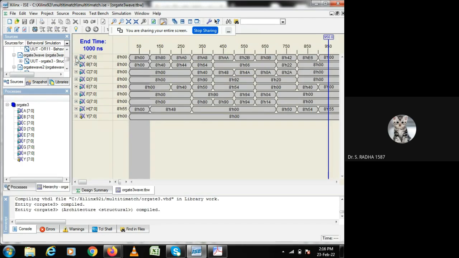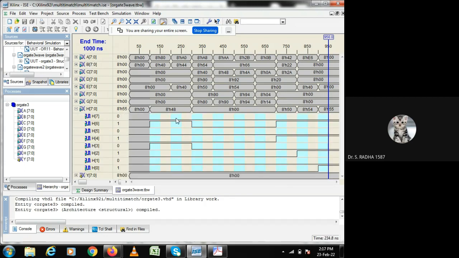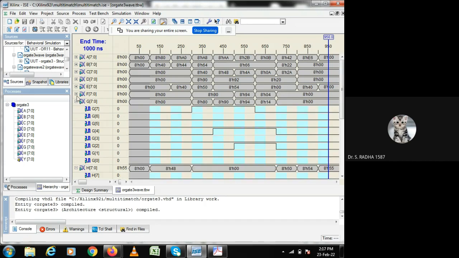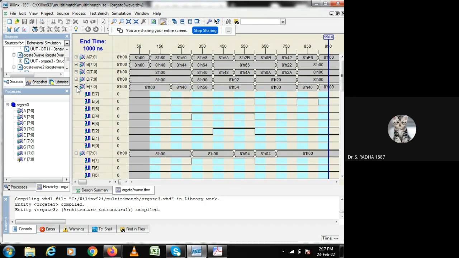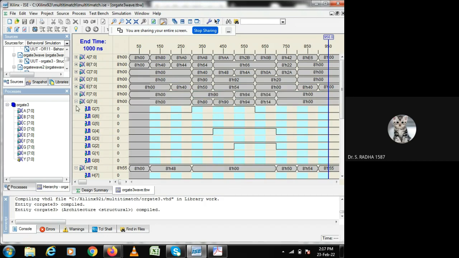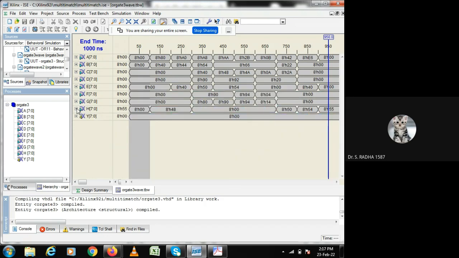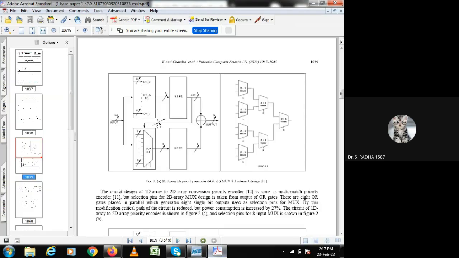You can see here A, B, C, D, E, F, G, H. These are the 8 OR gates, OR0, OR1, OR2, like that up to OR7. So everywhere I have set some input. All these 8 OR gates I have given inputs. OR0 to OR7 in the base paper, I have designed.